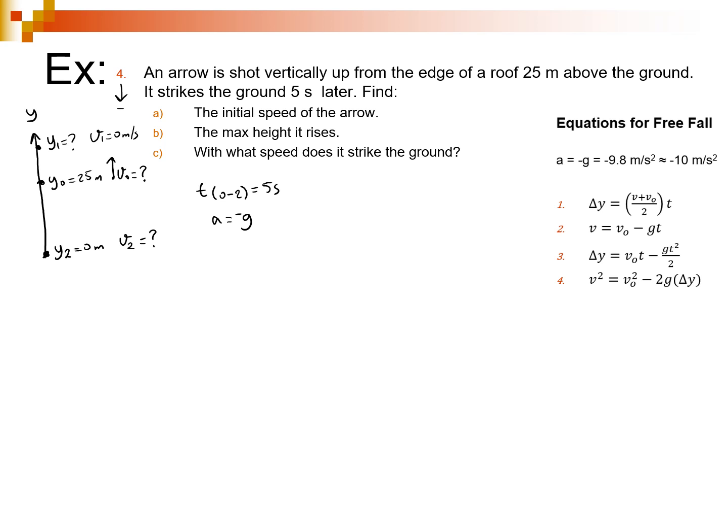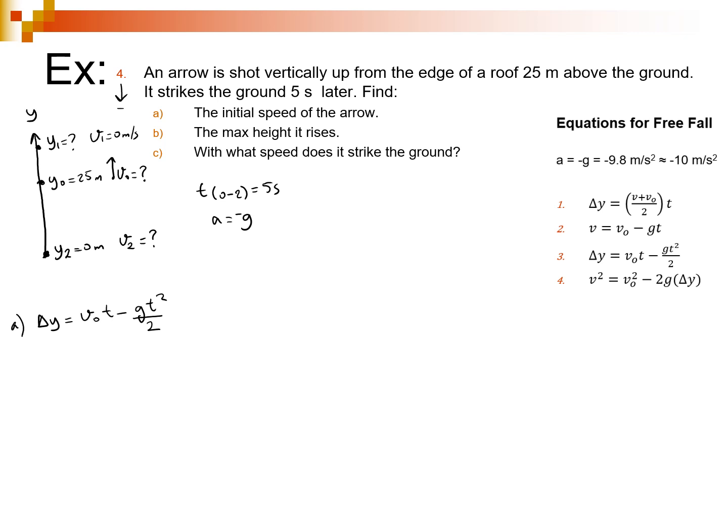So let's see, I need to solve for the initial speed. So checking this, initial speed at point 0, and I know the initial position, I know the final position, so I know the total displacement here, and I know the time, and I need to solve for velocity, so it looks like equation number 3 here. I can use equation number 3. So for part A, I will use delta y is equal to v original t minus g t squared over 2.